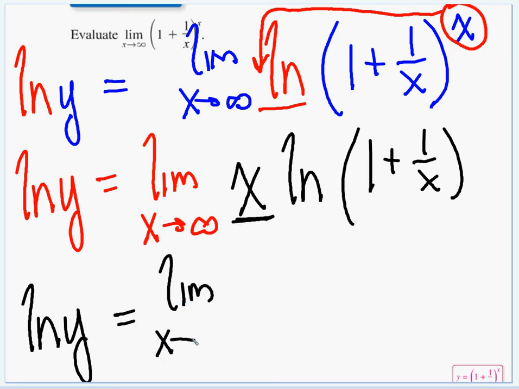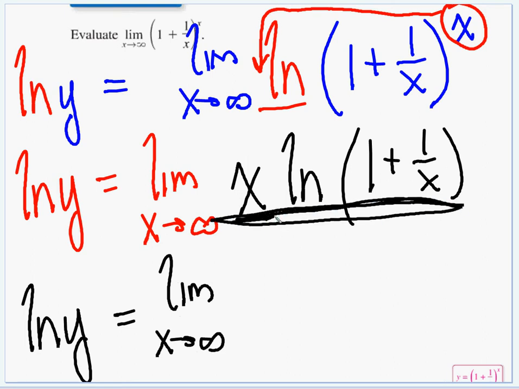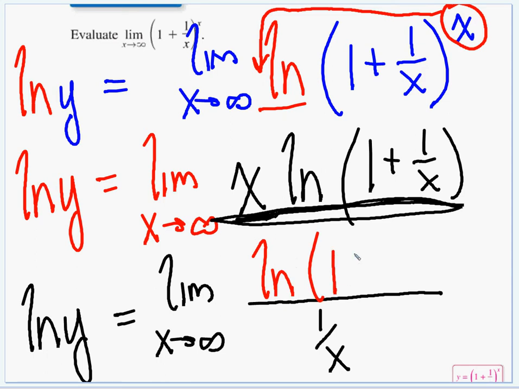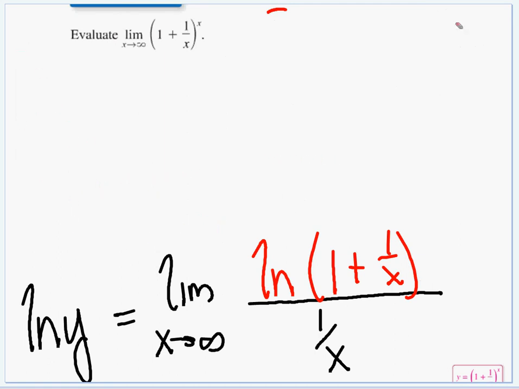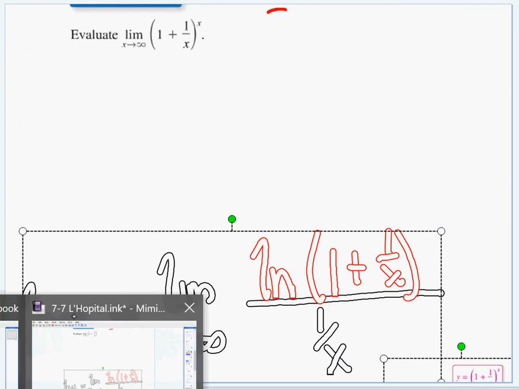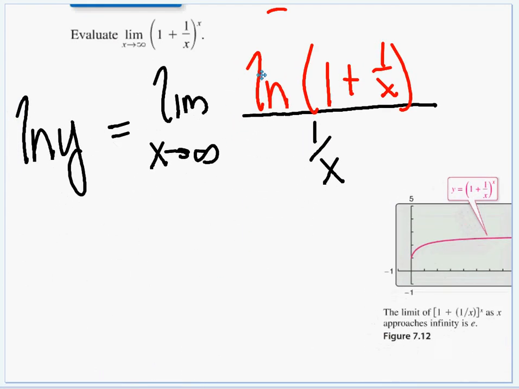Okay, so we need to put on our algebra thinking caps. Imagine this is a division line. We do have to get this in the form of a fraction for L'Hopital's to work. What can I move to the denominator? Well, this x, if I move it down, it's going to become x to the negative 1, or let's write it as 1 over x. Same thing. Let's leave the ln of 1 plus 1 over x up here alone. There we go.